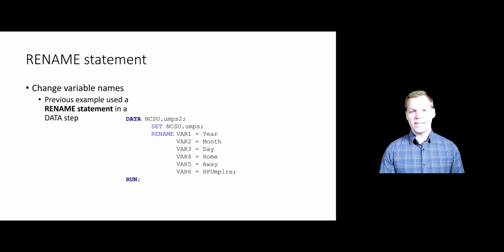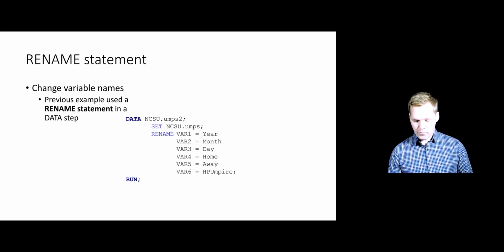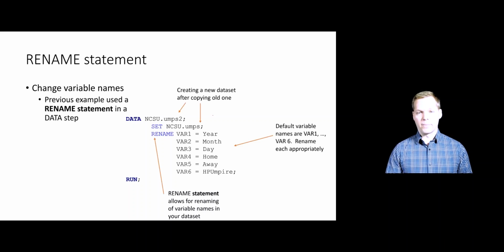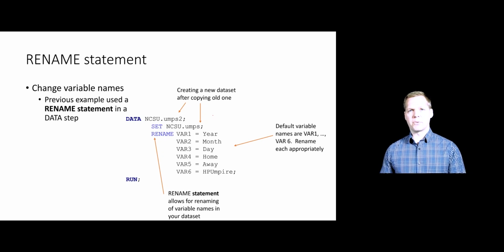Okay, we've already seen this rename statement, but let's just recap it, and we'll also see it a different way that we can utilize this rename. So with the rename statement, again, we're using that same kind of syntax that we did before. We're using a data statement to start our data step. In this case, we are creating a new data set called umps2 in the NCSU library, which we must have created previously. And then we're copying a data set that we read in.